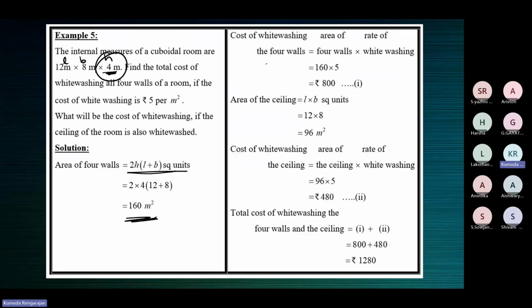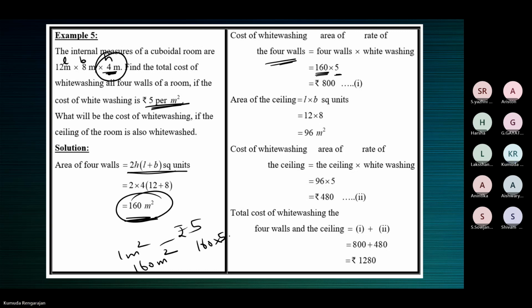So the cost of whitewashing the 4 walls will be whatever is the area, 160 into 5, because 1 meter square, the cost is 5 rupees. The rate is given here. So for 160 meters square, it will be 160 into 5, which is 800 rupees. Now let's find the area of the ceiling, L into B, 96 meters square.